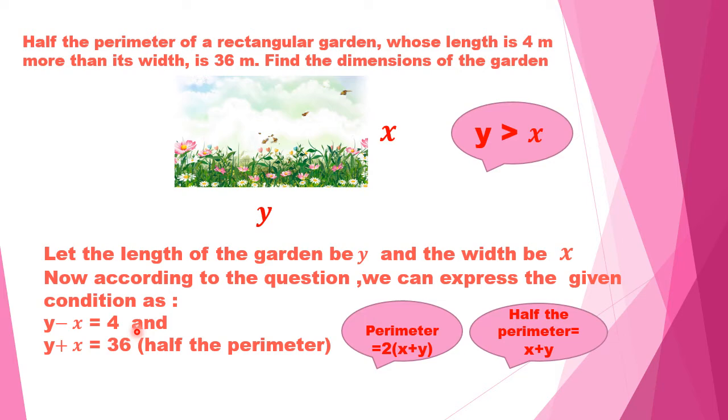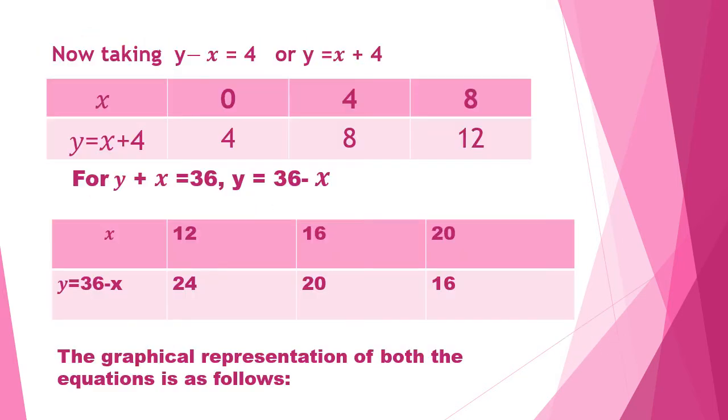For that we have to form a table. As you can see the first condition y minus x is equal to 4, and we are going to form the table using this condition. In the first row you can see x, and in the second row you are seeing y is equal to x plus 4.